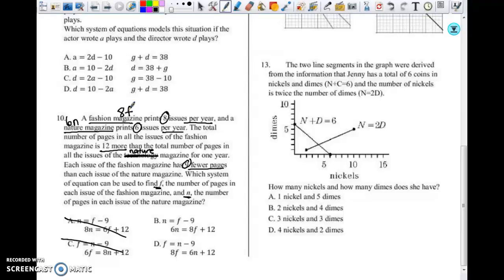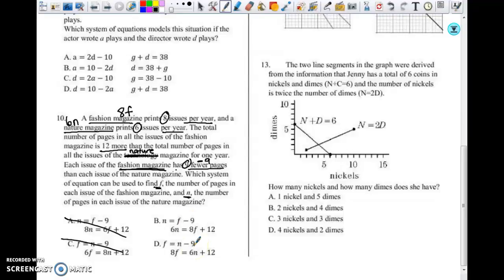The next part of information that might be a little easier for us to interpret is that each issue of the fashion magazine has 9 fewer pages than each issue of the nature magazine. So 9 fewer than each issue of the nature magazine, right? So my fashion has 9 fewer. Fewer means I should have minus 9. So I need to see minus 9, right? And they both have minus 9.